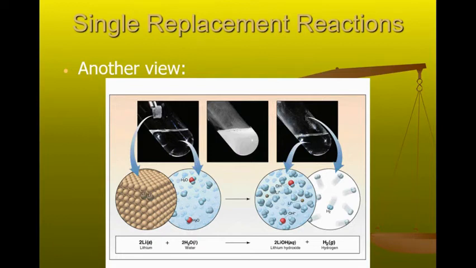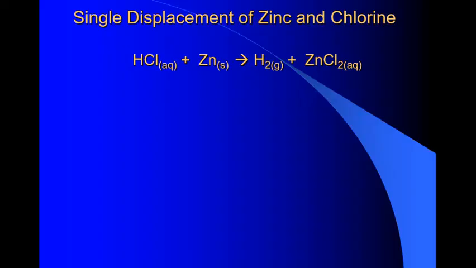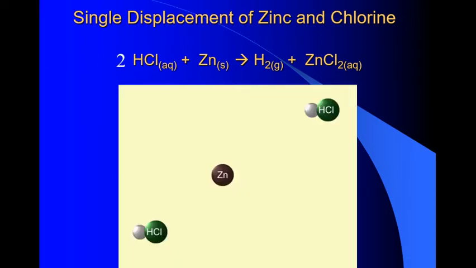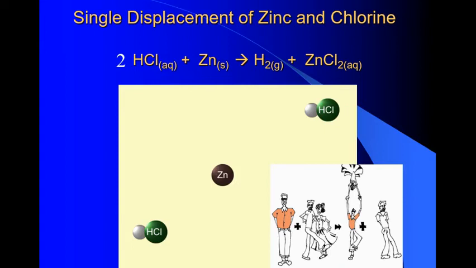So here's a molecular view of a single displacement reaction where lithium is kicking hydrogen out of a compound to become lithium oxide and releasing hydrogen gas. Here's the single displacement of zinc kicking hydrogen out of a compound. Notice you can identify it as zinc is by himself or single on the reactant side, and he's in a compound on the product side. Hydrogen's in a compound on the reactant side, and he's single on the product side.